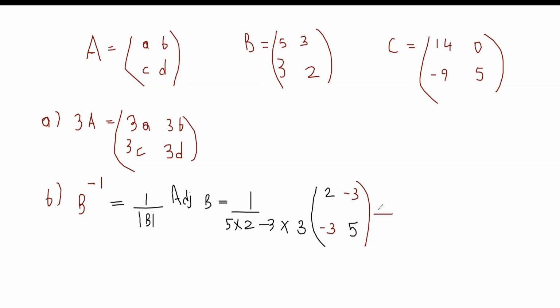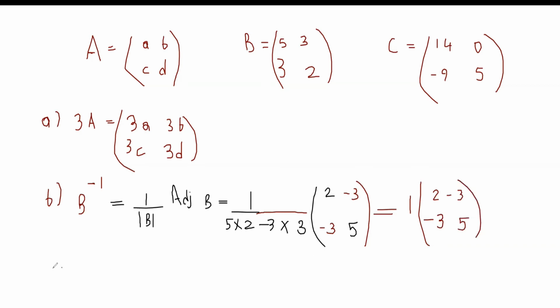B inverse is now just 5 times 2 is 10, minus 3 times 3 is 9, so 1 over 1. So we get 1 times the matrix 2, minus 3, minus 3, 5. So that's B inverse.